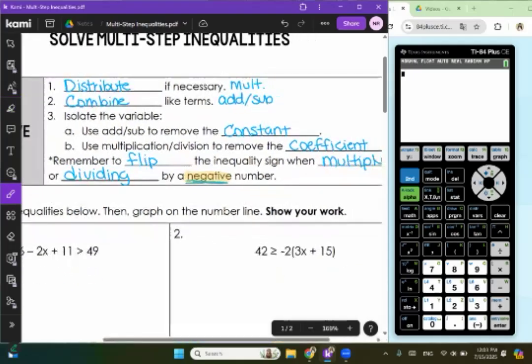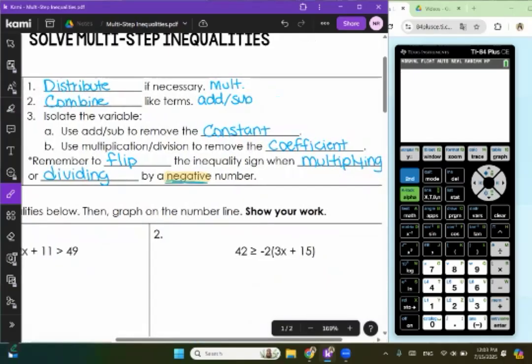Okay. How many examples do we have? 10 examples? All right, cool. Now, if you feel like you don't need to see every single one of these examples, I'll let you use your best judgment on it. Okay. All right, number one.